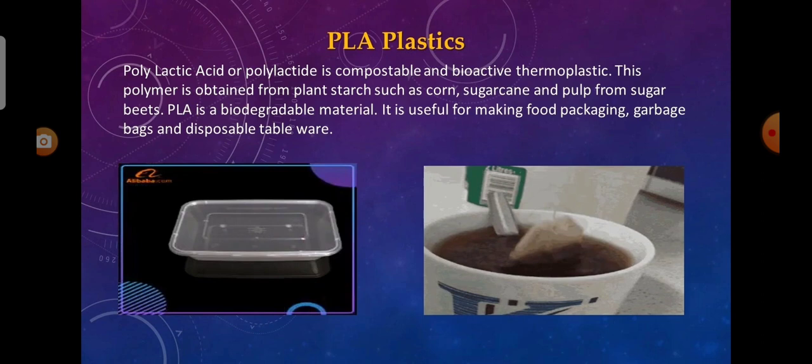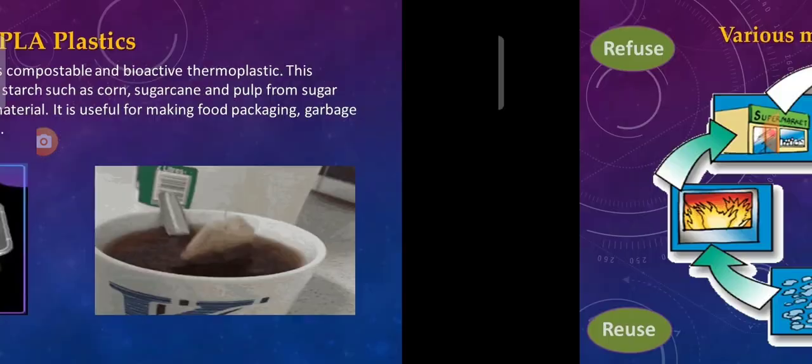We see about PLA plastic. Polylactic acid, or polylactide, is a compostable and bioactive thermoplastic. This polymer is obtained from plant starch such as corn, sugarcane and pulp from sugar beets. PLA is a biodegradable material. It is useful for making food packaging, garbage bags and disposable tableware.